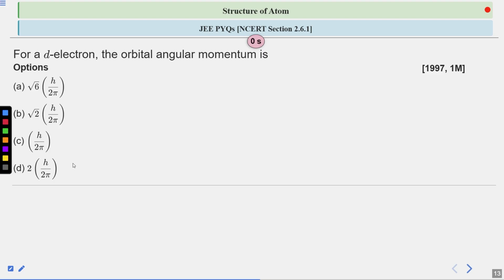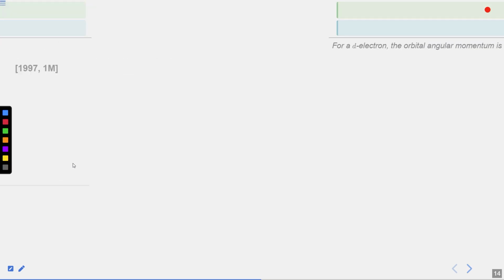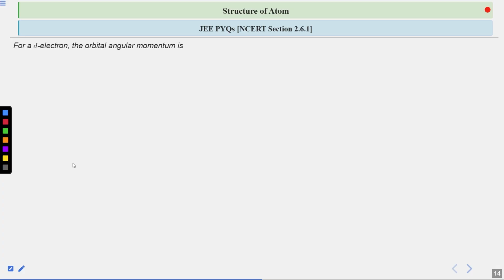Okay, your time is up. Let us move to the correct answer. The correct answer will be root 6 h by 2 pi.